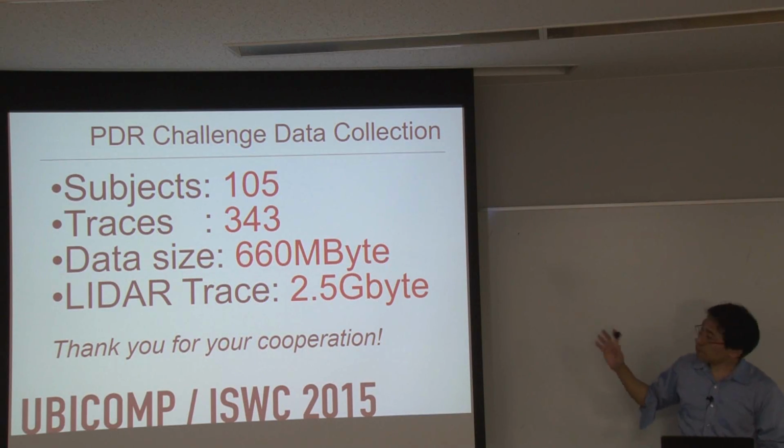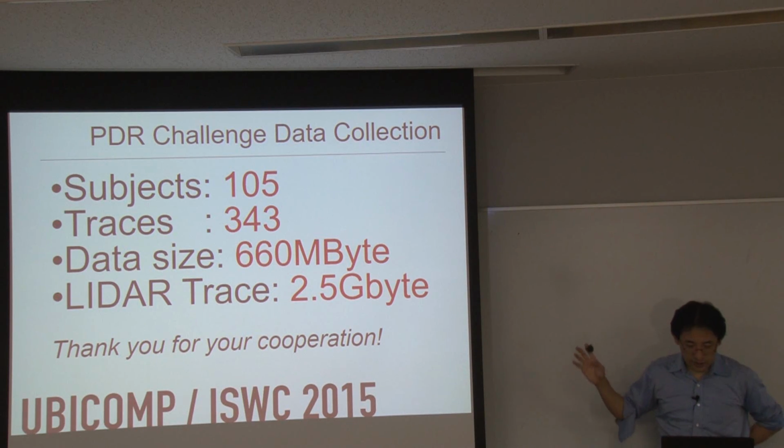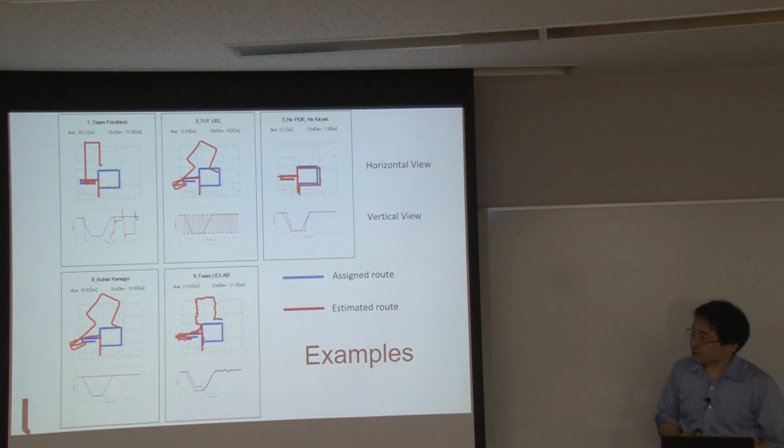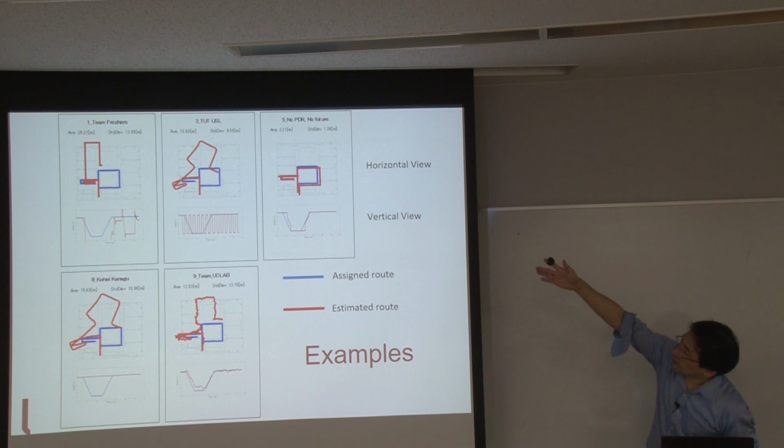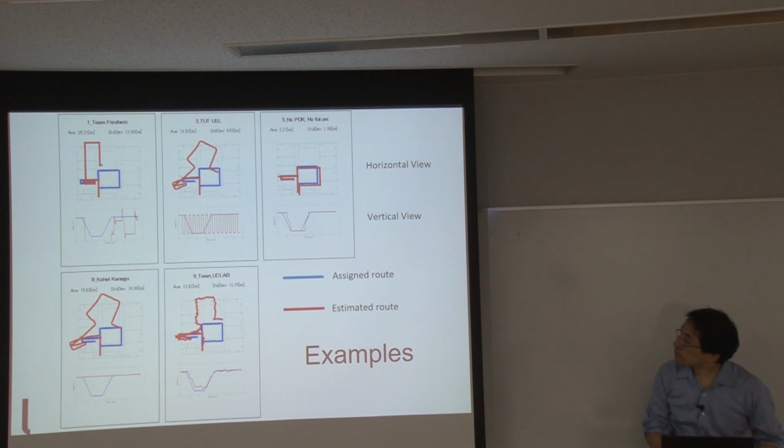Finally, we got 105 subjects, 343 traces, and a lot of data like this. And the result is like this. You can see the blue line is the assigned route. The upper area is an overview of the floors, and this is the vertical view. There are stairs, like this.